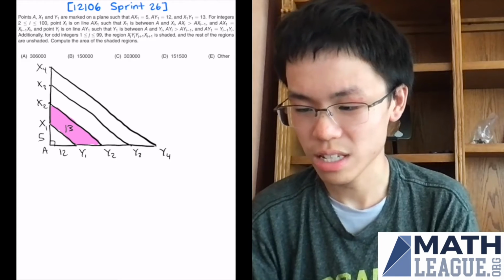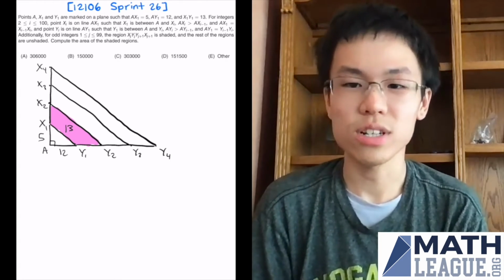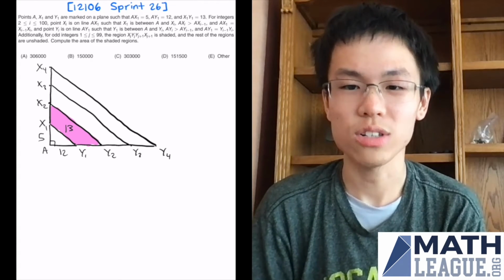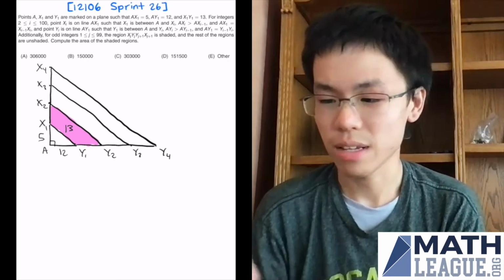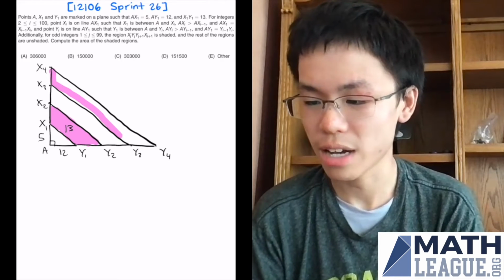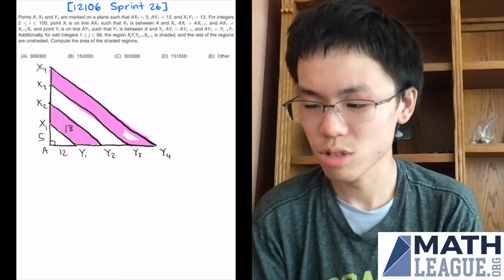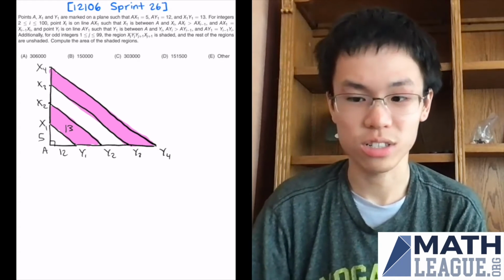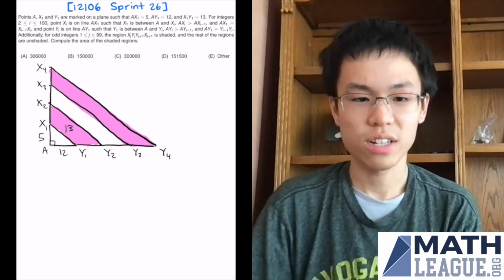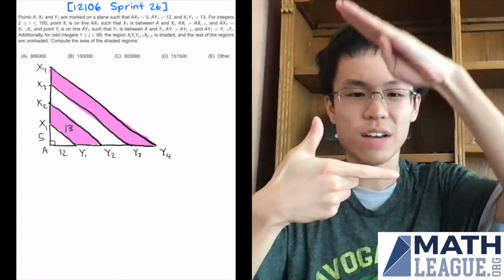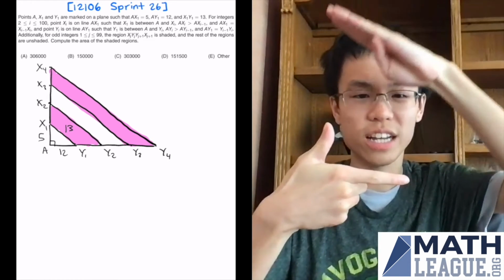And after doing this, okay. 3 is also an odd integer, so X sub 3, Y sub 3, Y sub 4, X sub 4 is also going to be shaded. Okay. I think I'm already seeing a pattern with the shading. Looks like those strips are going to be all shaded, and they're going to be alternating. So it's going to look like something like this, where you're going to have alternating shaded strips and unshaded strips.